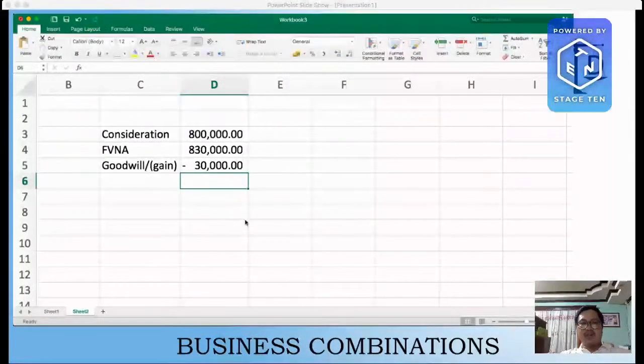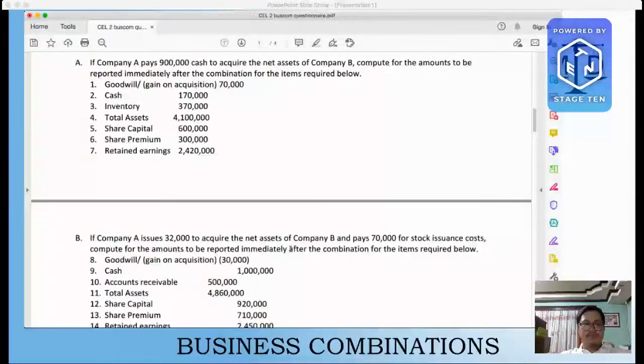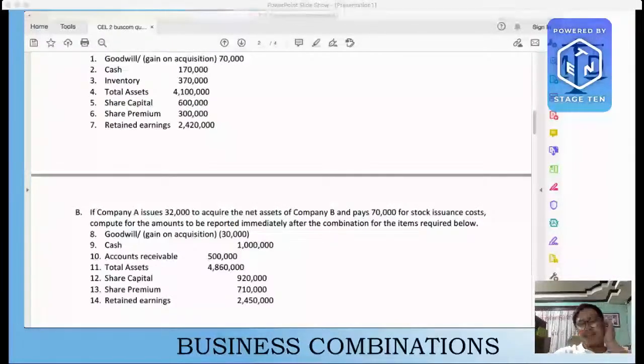So we already have our answer, class. The combination, if the consideration is in terms of 32,000 shares with fair value of 25 pesos each, will result in a gain of 30,000. Okay. Another term for gain on acquisition, class, is negative goodwill. Okay, you have a negative goodwill of 30,000.